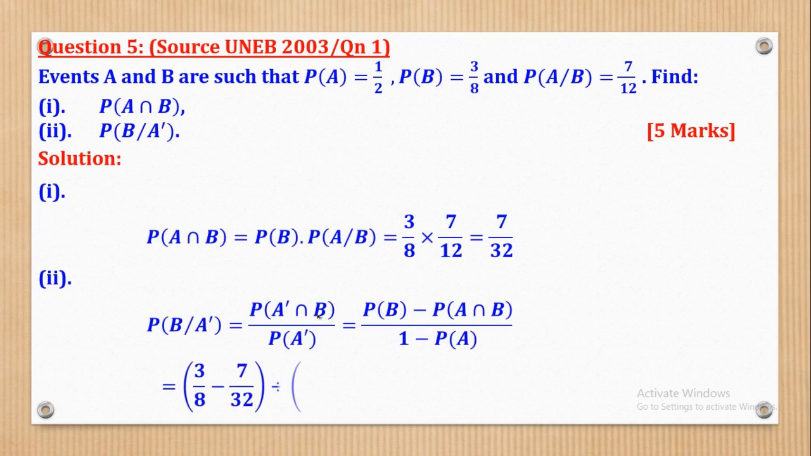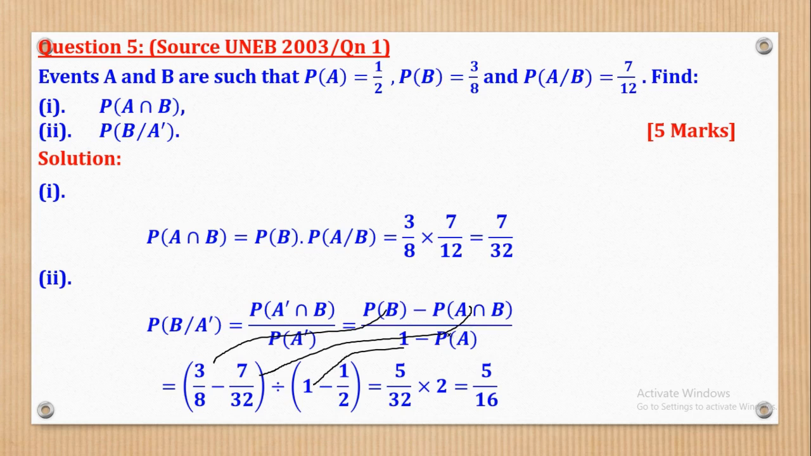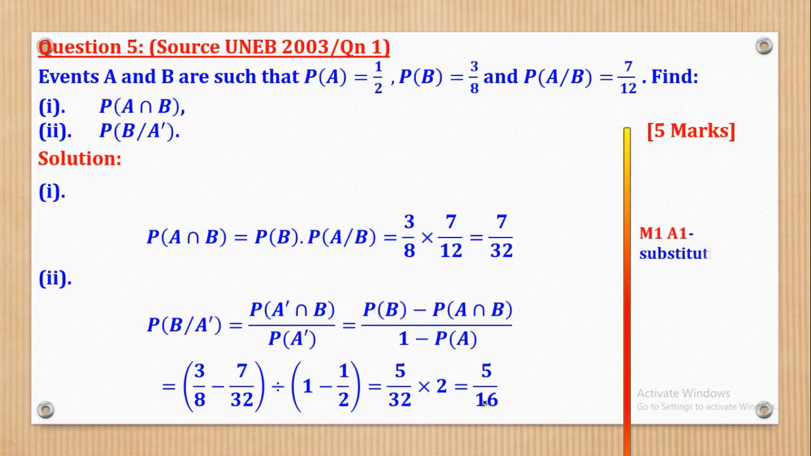So next we shall substitute. In substitute, probability of B is 3/8. Probability of A intersection B we have got as 7/32. 1 is there, and probability of A is 1/2. So next is simplify. The whole of this bracket is equal to 5/32. Then this bracket is 1/2. So when I change this division sign to multiplication sign, I have to get the reciprocal. The reciprocal of 1/2 is 2. That is why there is 2 there. So when I simplify this, I'll come up with 5/16. So basically that's what they wanted, and now let's see how marks can be awarded.